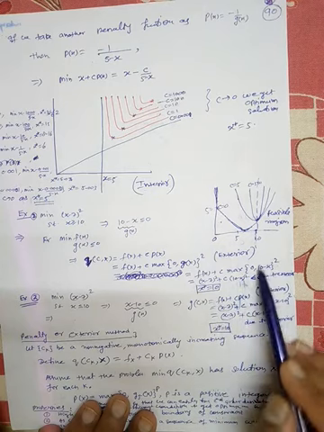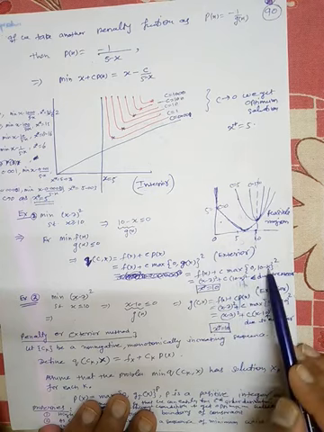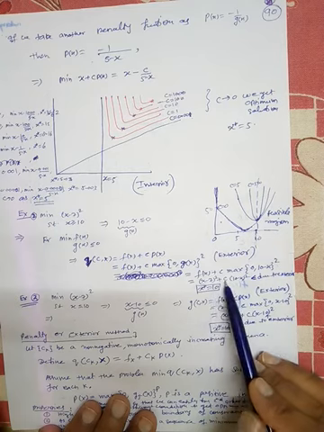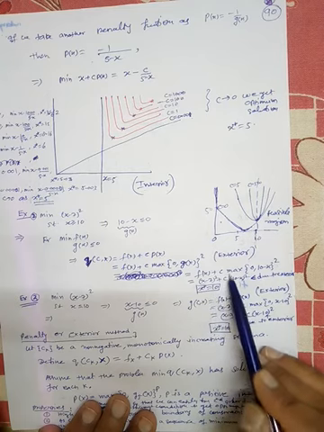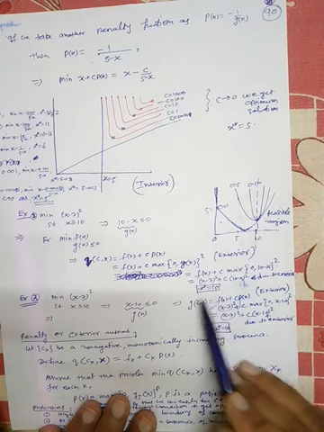Exterior means the penalty will be (10 minus x) whole square. So (10 minus x) whole square, and x star will be 10. As c tends to infinity, what will we get? We will get this solution.